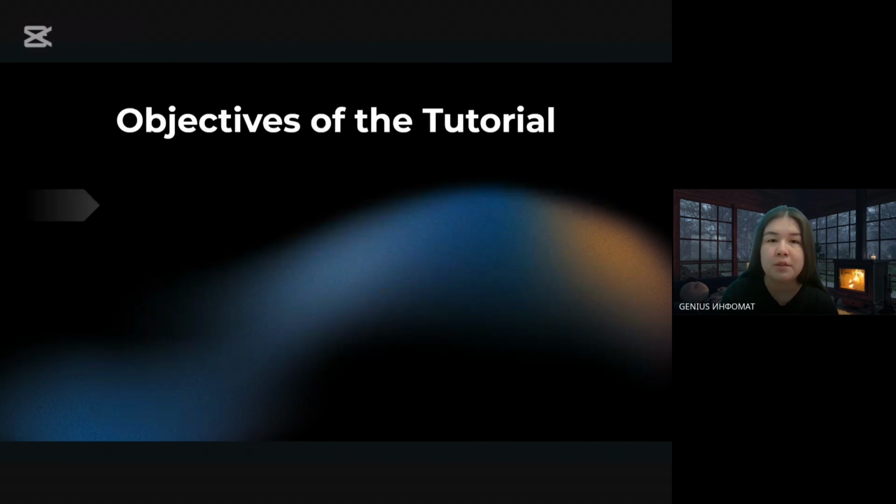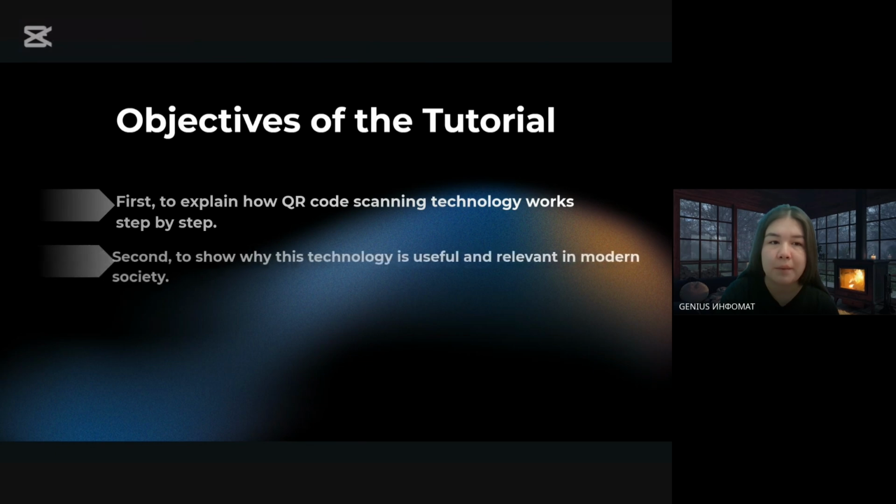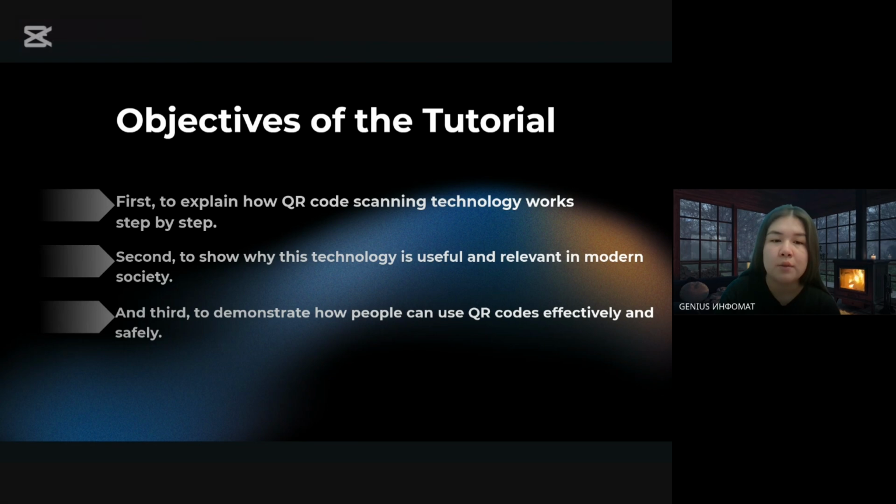Objectives of the tutorial. First, to explain how QR code scanning technology works step by step. Second, to show why this technology is useful and relevant in modern society. And third, to demonstrate how people can use QR codes effectively and safely.